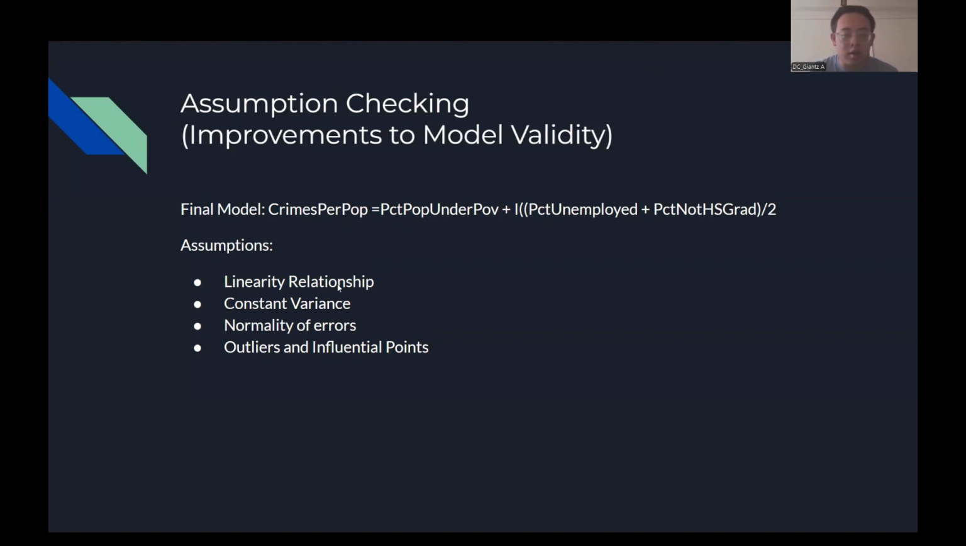That is linearity, whether or not there are linearity issues between our y variable and our x variable. We're going to check whether or not there's constant variance, which we wanted. We also want to check whether or not there's normality of errors and whether or not there are any significant outliers or influential points in this case.